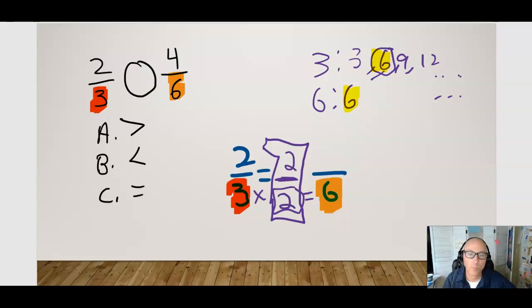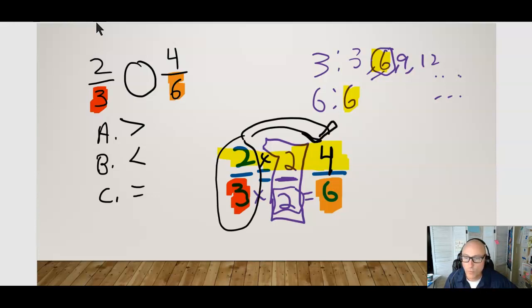Then at the top, we're going to take 2 times 2 and get what we get. 2 times 2 is 4. So that means 2/3 is equal to 4/6. So now it's no longer an apple, it's an orange. Now we can compare the orange to an orange. Let's put the 4/6 there instead.